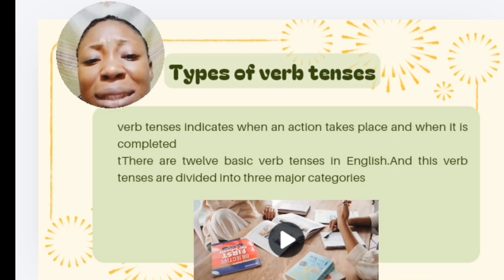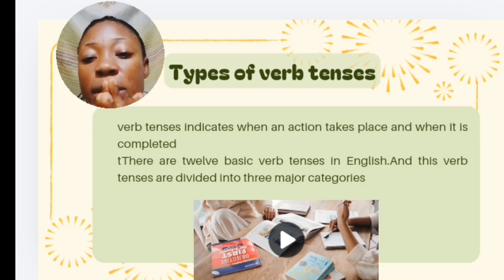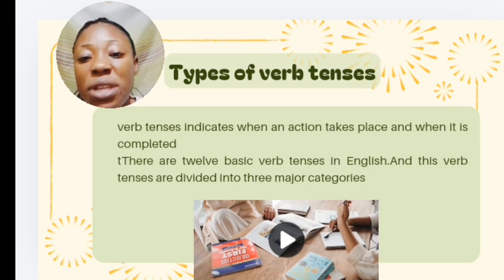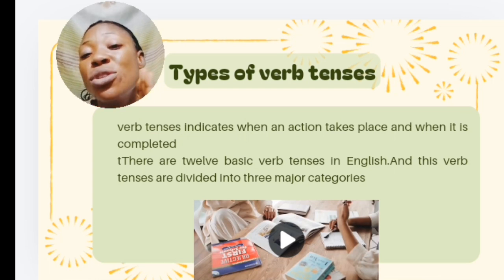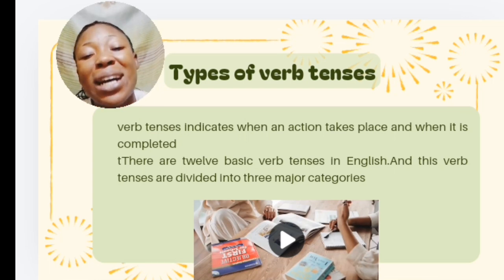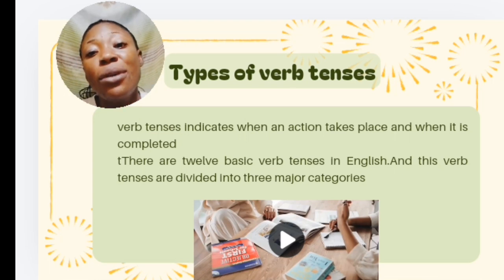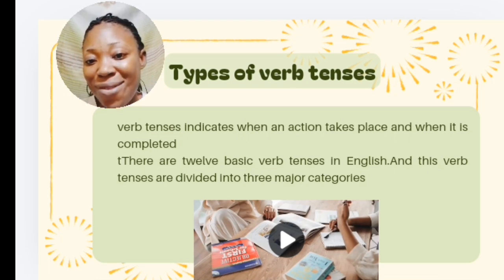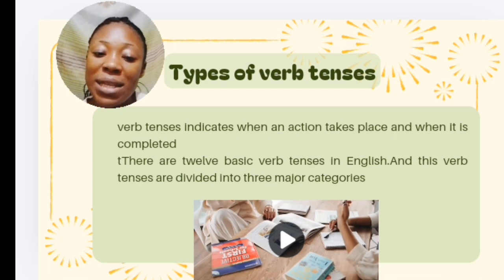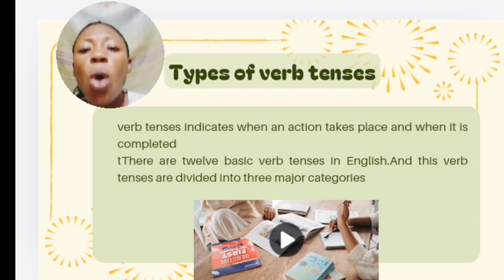These verb tenses are divided into three major categories. Now there are 12, so we are going to be talking about the 12, but we'll begin with the three major categories and then break them down to the simplest point so you can understand. Are you ready? Let's go into it.